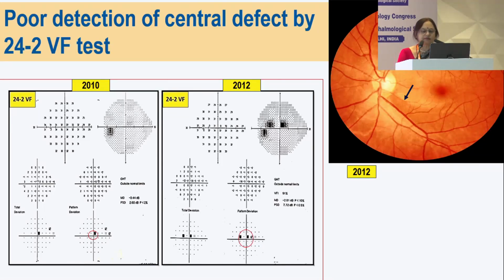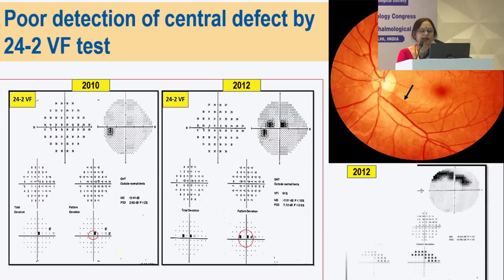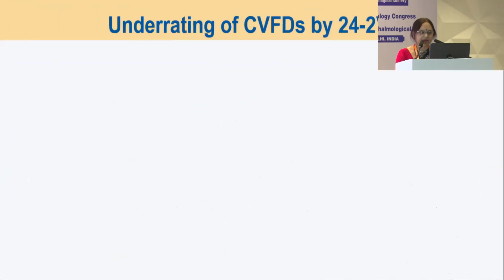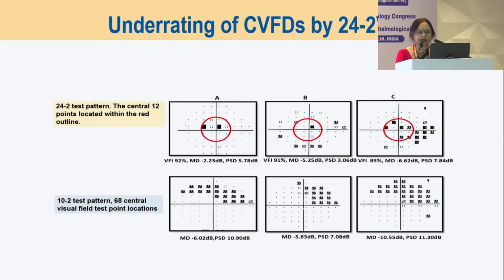At the same time, in 2012, we did a 10-2. Now just see, this is a dense scotoma, right? Superior arcuate. So the central visual field defect is missed by the 24-2 visual field test. Now here are more examples of the underrating of central visual field defect by the 24-2 visual field. In all these cases with central visual field defect, the central 12 points either underrated or missed the central visual field defect, whereas the 10-2 test pattern has 68 central points.